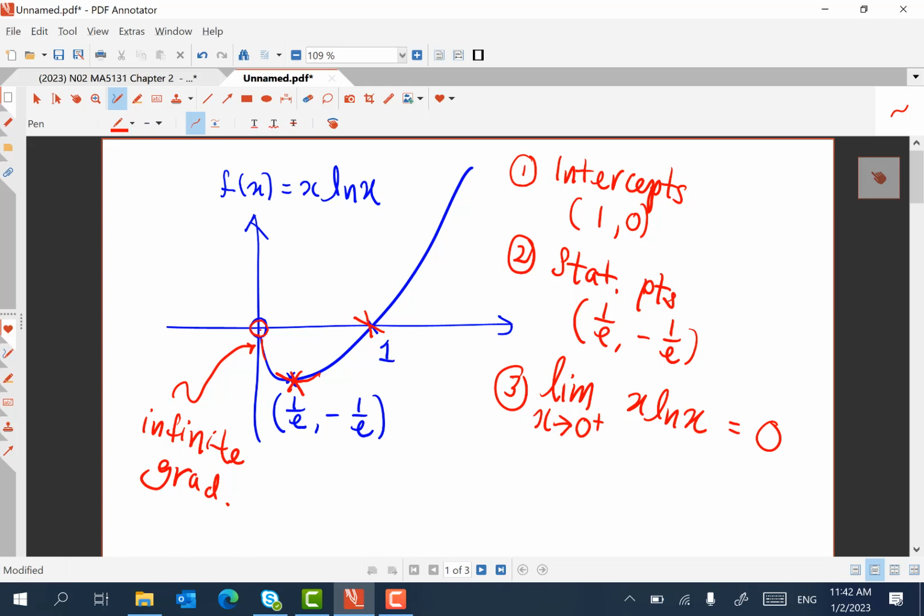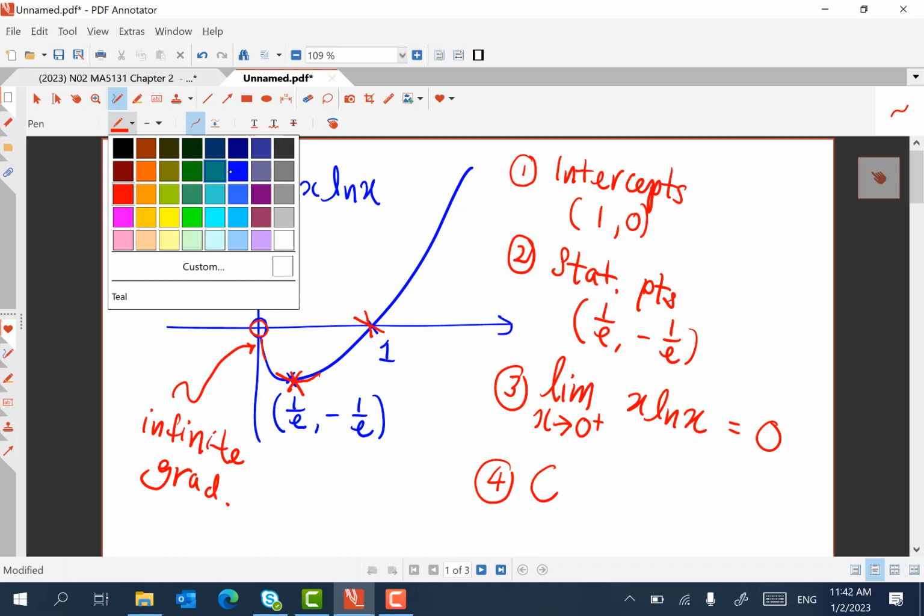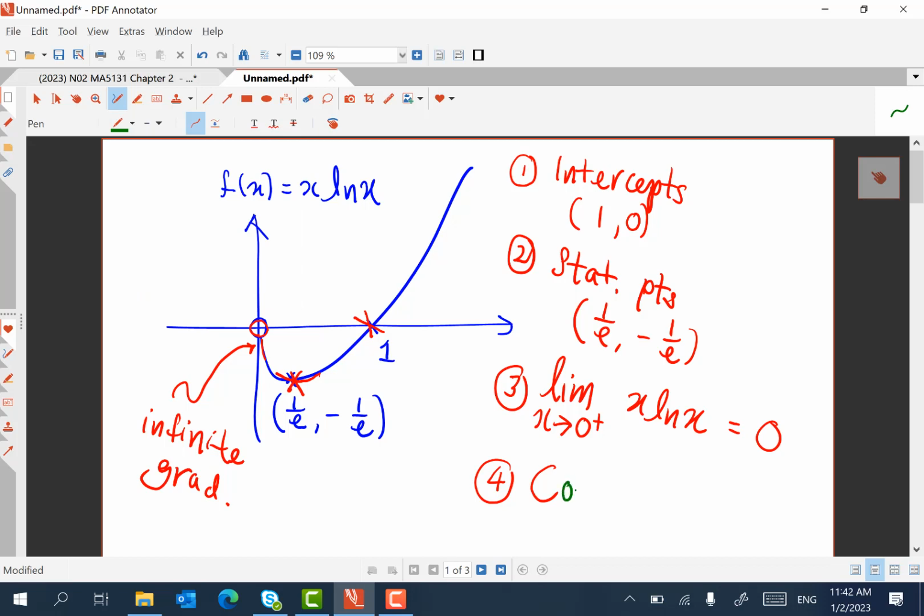So after getting the red markings, I will need the next, fourth thing. Can you guess what the fourth thing is? You need the courage to join them up in a smooth curve. Wow. Okay, you don't need this, you are very confident.